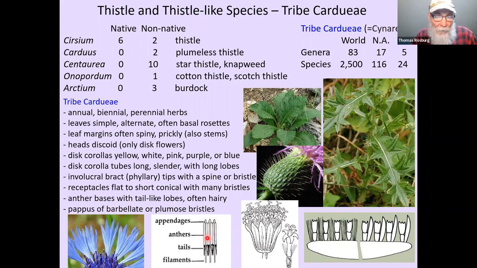And remember, these anthers are fused together to form a short little tube. The filaments are down here. These are the filaments that attach the stamens to the inside of the corolla tube. So these little tails are there. And then a pappus. The pappus is a modification of the calyx. So in the Asteraceae, none of the disc flowers or ray flowers have what would be called a typical calyx or sepals. Those sepals have been modified in some way, shape, or form to make this structure called a pappus. And the pappus in Cardueae are bristles. They can be either plumose bristles or barbellate bristles. We'll see some pictures of those in just a little bit.